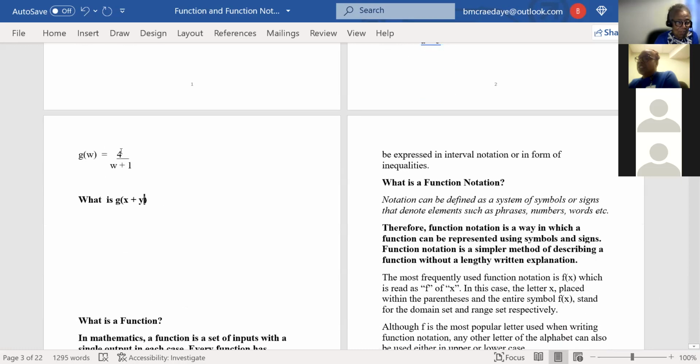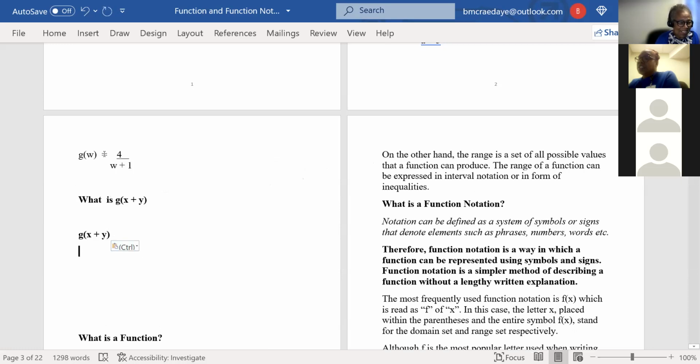If G of W is 4 over W plus 1, what is G of X plus Y? So it's going to be 4 over X plus Y. And what else is in that denominator? You got part of it right, Latoya. What else is in that denominator?